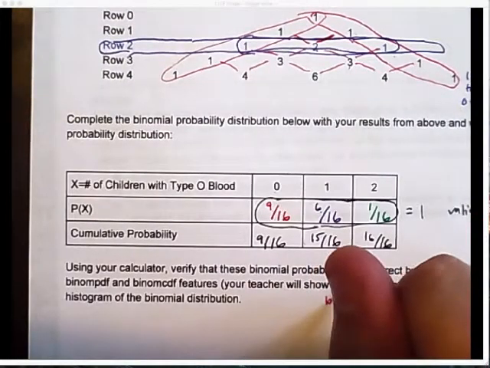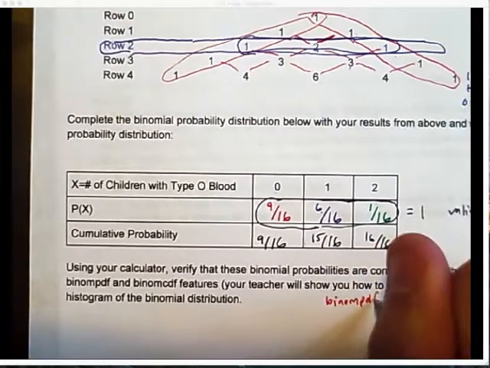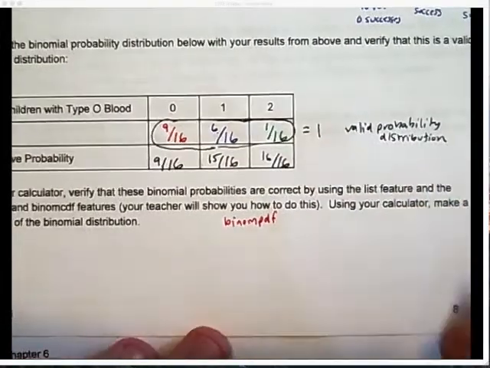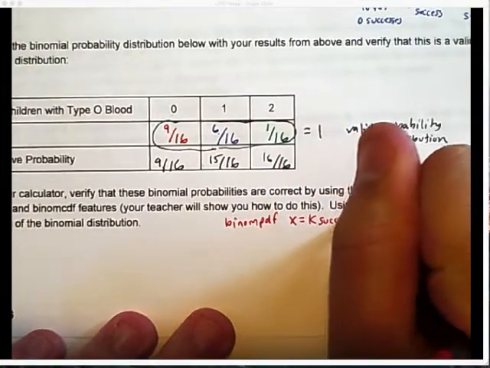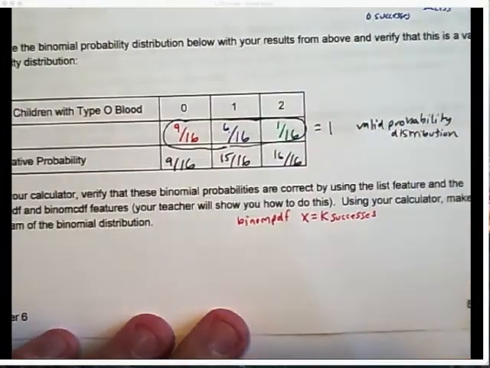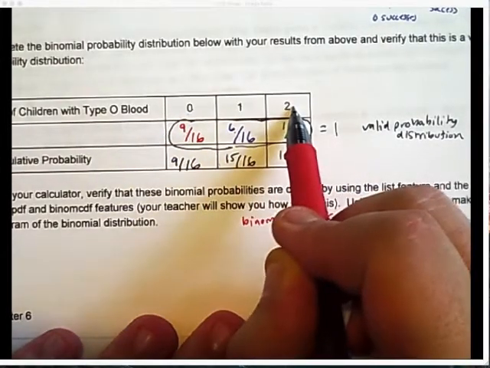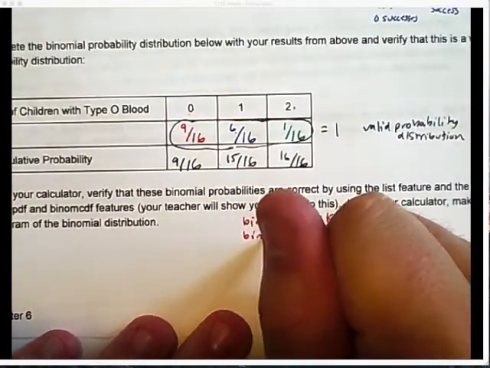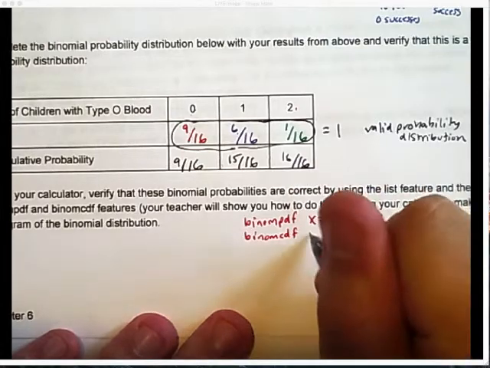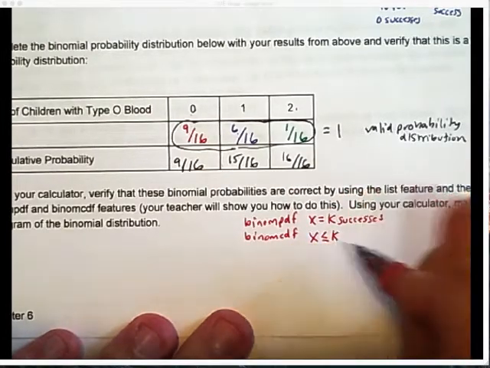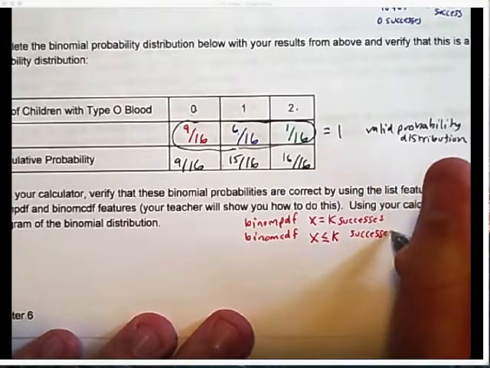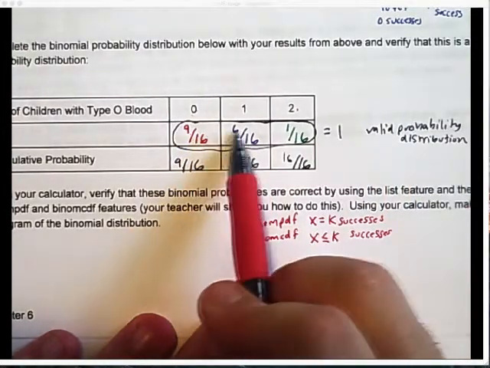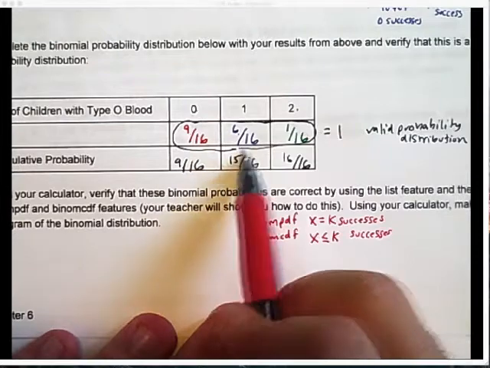Binompdf is where x equals k successes. That's what it gives you, these individual numbers. Binom Cdf gives you x is less than or equal to k successes. So what it does is it calculates these individually and it adds them up to give you that.